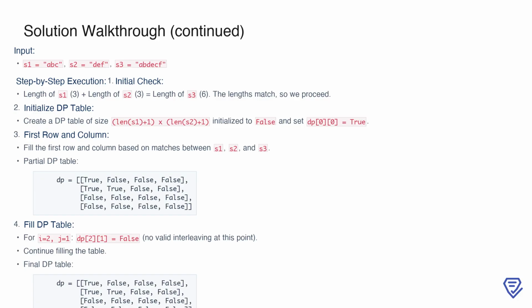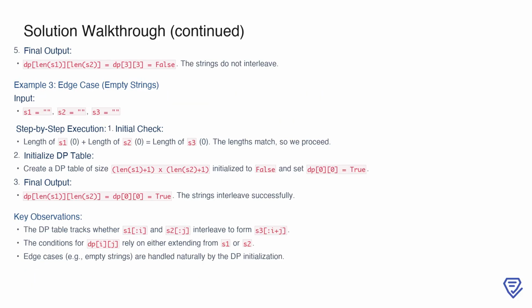S1 and S2. Finally, we consider an edge case where all input strings are empty: S1 equals empty, S2 equals empty, and S3 equals empty. The initial length check shows that the lengths match, so we proceed. Here, the DP table is trivially a single cell, DP[0][0], which we set to true during initialization. This makes sense because an empty S1 and S2 can always form an empty S3.